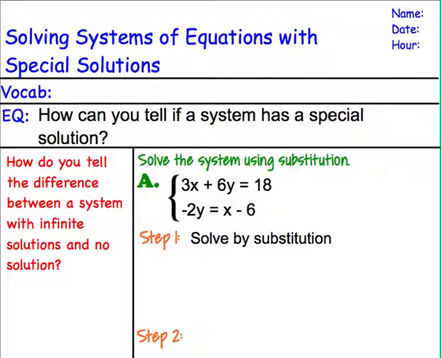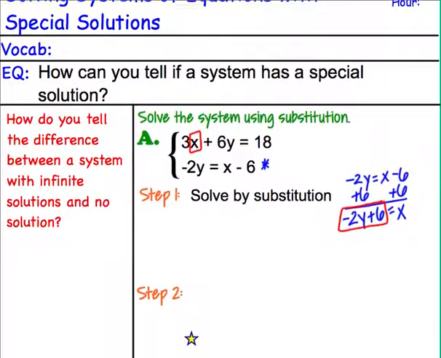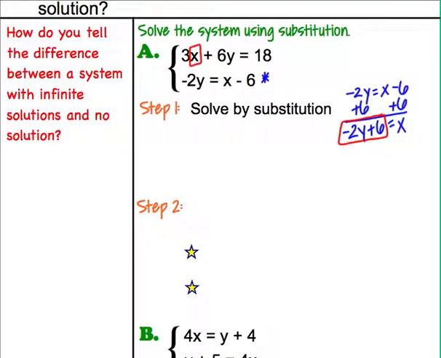And I see that I'm going to start with this equation here, and I'm going to solve it for x because x has no coefficient. So I've got negative 2y equal to x minus 6. I'm going to add 6 to both sides. So I get that negative 2y plus 6 is equal to x. And I'm going to box in that negative 2y plus 6, and I'm going to box in my x in the other equation. I'm going to scroll this up a little bit so you can have some room to work.